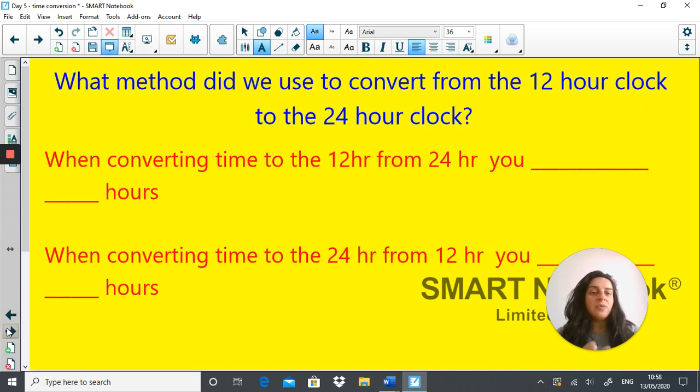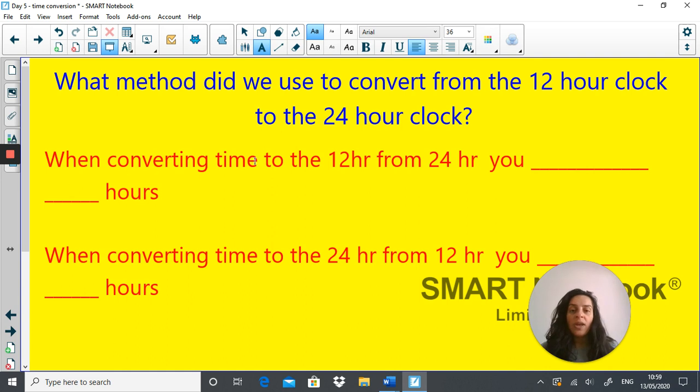So what method did we use to convert from the 12-hour clock to 24-hour clock and vice versa? There were 2 strategies that we were using. Here you have 2 sentence stems. I want you to fill in the missing words. When converting time to the 12-hour clock from the 24-hour clock, you use something hours. And when converting time to the 24-hour clock from the 12-hour clock, you use something. So what are the missing words? Pause the video, write the sentence out maybe, or just write the missing words down.